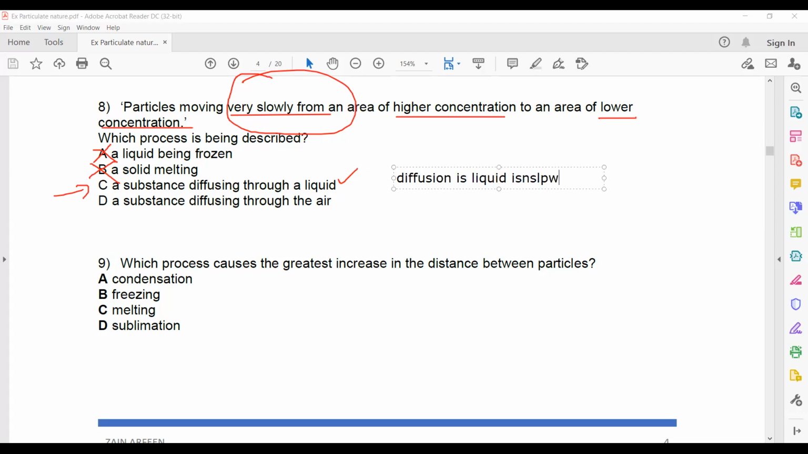is slower compared to diffusion in gas. Because the particles first spread out and then they move from a region of higher concentration to lower concentration.